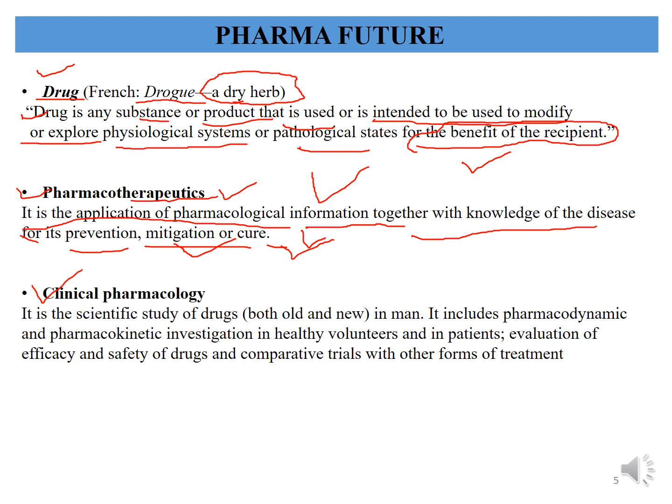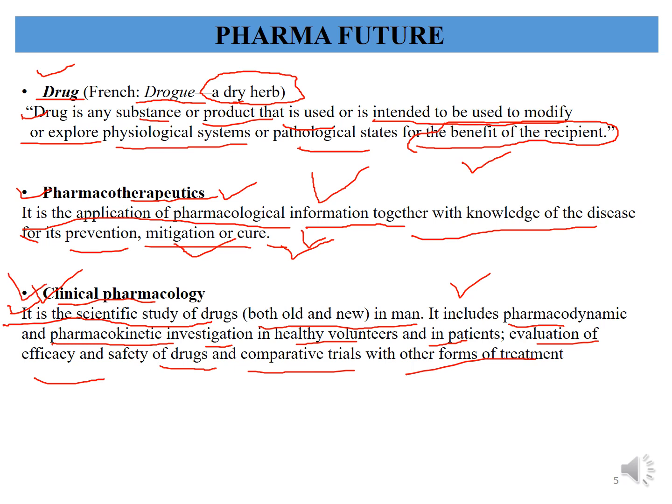Then clinical pharmacology. Clinical pharmacology is the scientific study of drugs in man. It includes pharmacodynamic and pharmacokinetic investigation in healthy volunteers and in patients, meaning evaluation of their efficacy and safety of drugs, and comparative trials with other forms of treatment. Clinical pharmacology includes clinical trials of drug molecules.